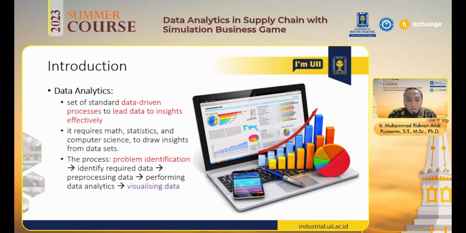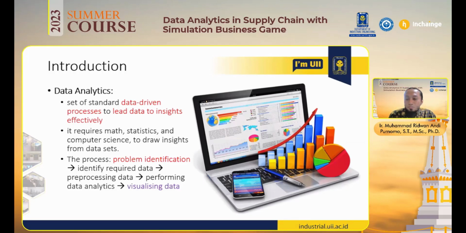And then if we want to use data analytics, we need to follow standard steps. The standard step will be problem identification. We must start from the problem identification. After we define the problem clearly, we know which problem needs to be solved. Then we can identify the required data based on the problem. So the defined problem will be the objective.